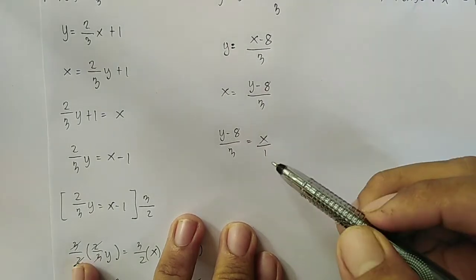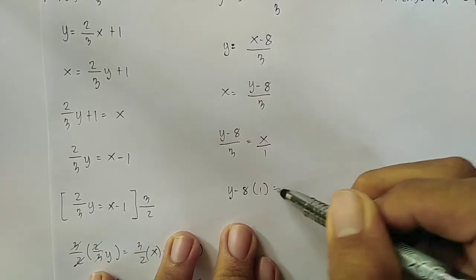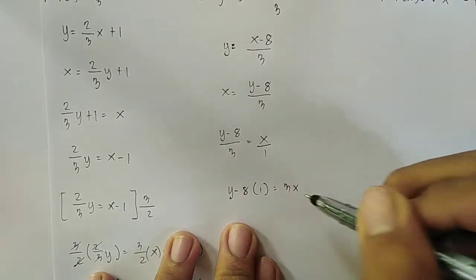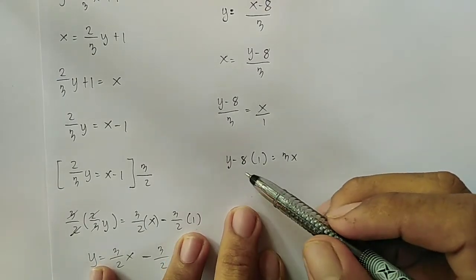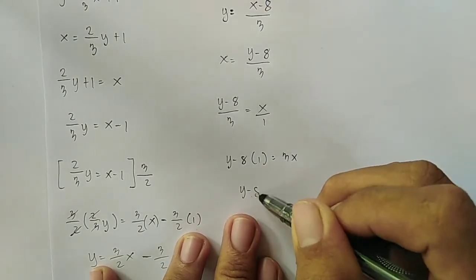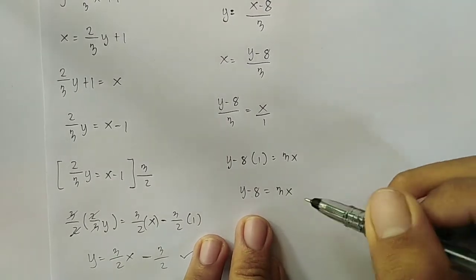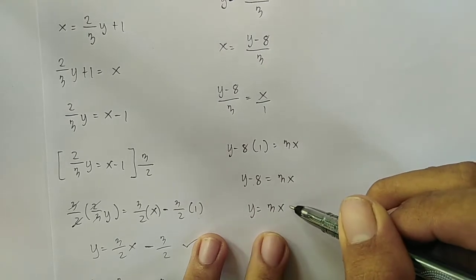So y minus 8 times 1 is equals to 3 times x, that is 3x. Then we have to simplify y further. So we have y minus 8 times 1, it is still y minus 8 is equals to 3x. Then afterwards, y is equals to 3x plus 8.